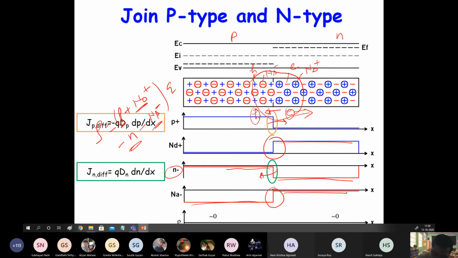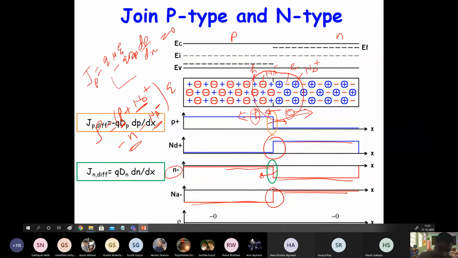Holes move along the field, so it will push away the holes, right? Basically the drift due to the produced electric field will oppose the further diffusion. So at equilibrium, the total current is zero, right? If you just write for holes, J is basically q times mu times E minus q dp by dx, and this will be zero.